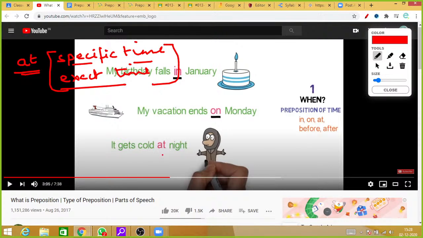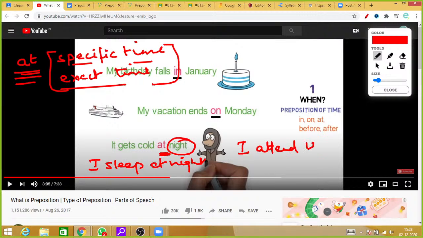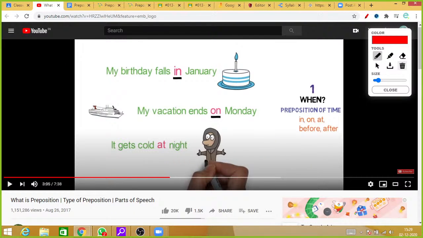It gets cold at night. When does it get cold? At night. I sleep at night. Or I could also say I attend the class at 3 p.m. So everywhere we are talking about the time and we are using the preposition at. Now, Rasik, make a sentence using at.